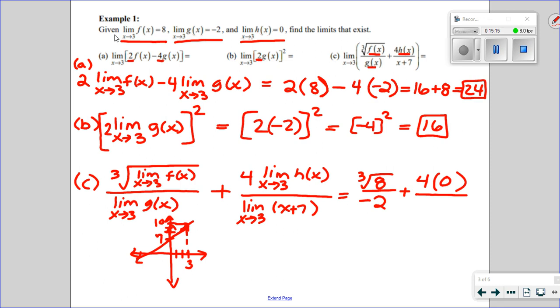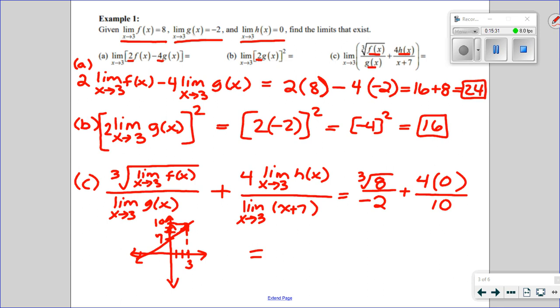So another way we could just find it, notice that we would also get 10 by just plugging in 3 for x. 3 plus 7 equals 10. So that might be an easier way to approach that one. Okay, so let's keep going.